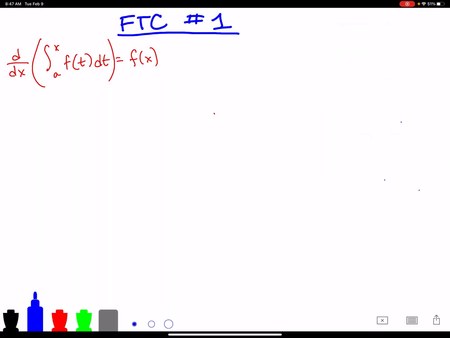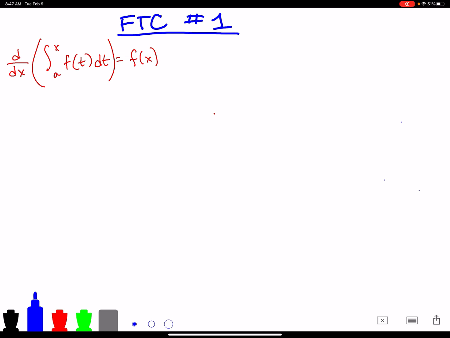Everybody. So today we're looking at the first fundamental theorem of calculus, or FTC number 1. Remember that we already looked at the second fundamental theorem of calculus. We kind of went backwards here a little bit. Our second fundamental theorem of calculus basically told us how to take antiderivatives and we defined a definite integral.